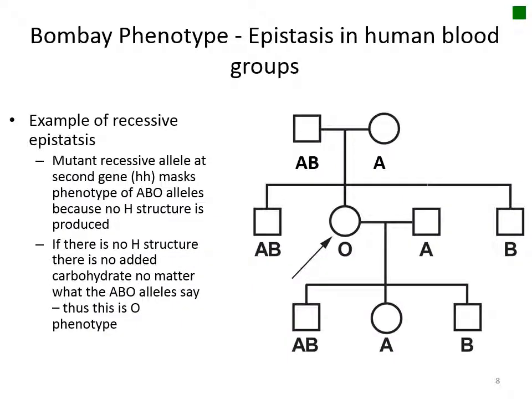The H structure gene is an example of recessive epistasis. If someone is homozygous recessive for the little h allele, they will not make the H structure. Without an H structure, this will mask whatever alleles they have at the ABO locus, because if there's no H structure, it does not matter if the cell makes A carbohydrates, there's nothing to attach them to. Without having an H structure, there is no carbohydrate attached, which would be the same as an O blood type. This was first documented in Bombay, India, which is why it is called the Bombay phenotype.